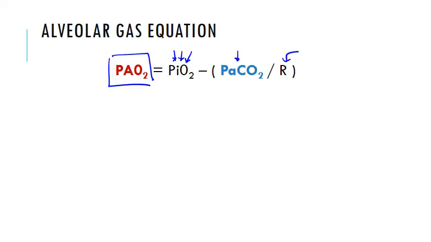R here stands for the CO2 production in the body, also called the R quotient or the RQ, and this is typically a static number of 0.8.